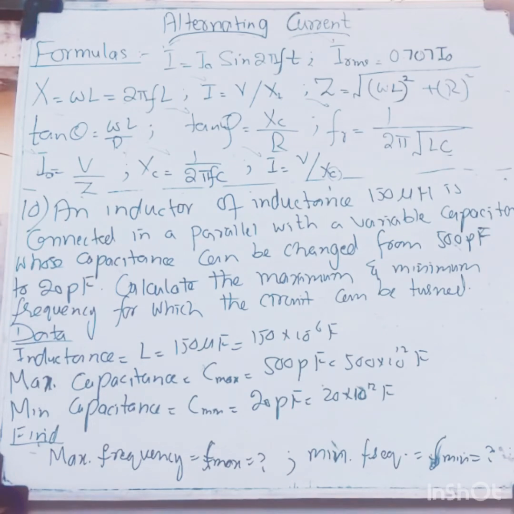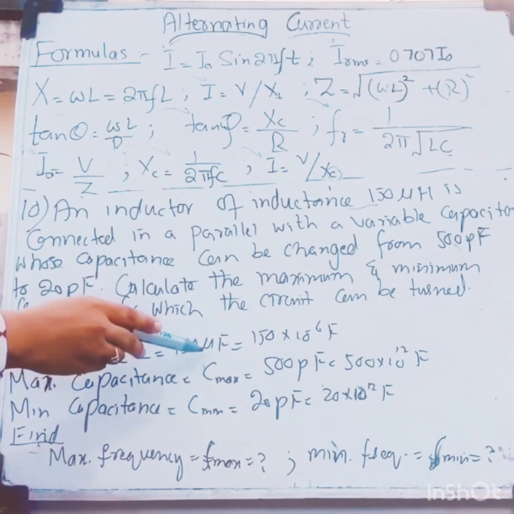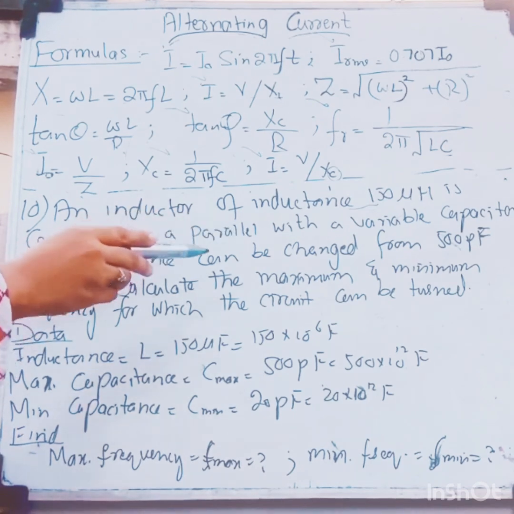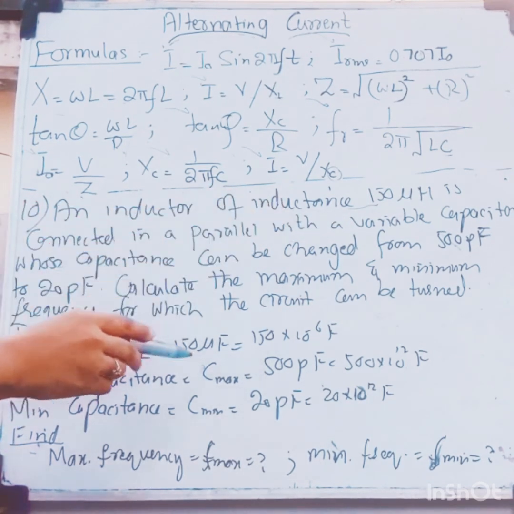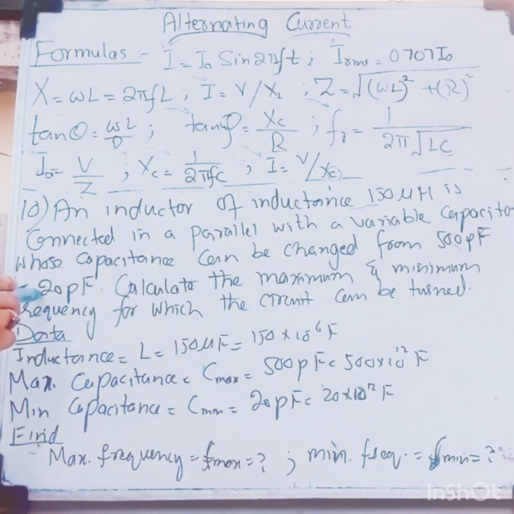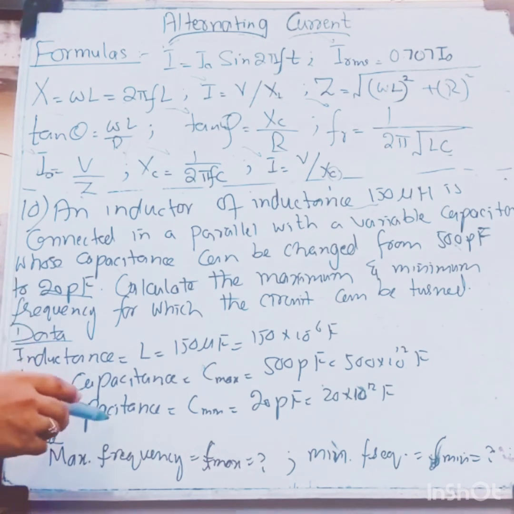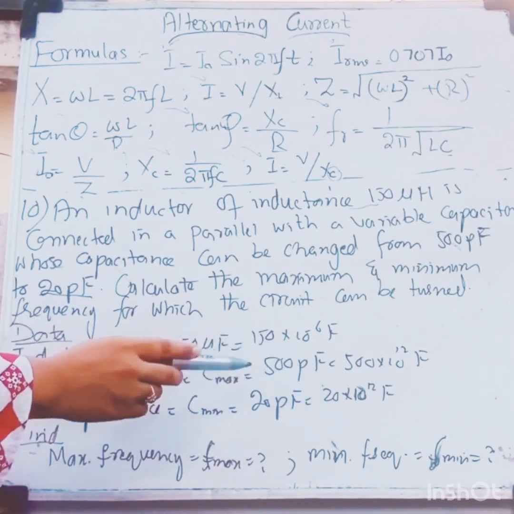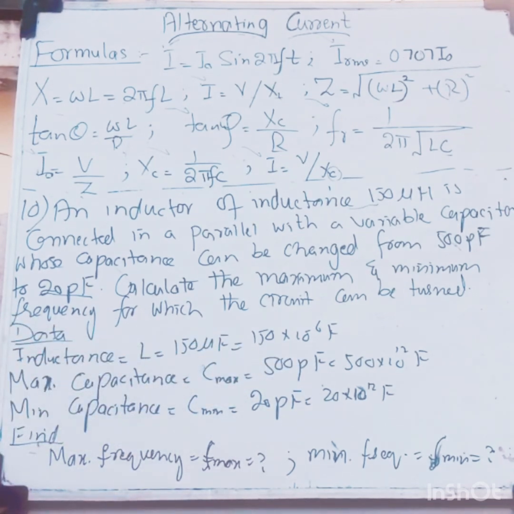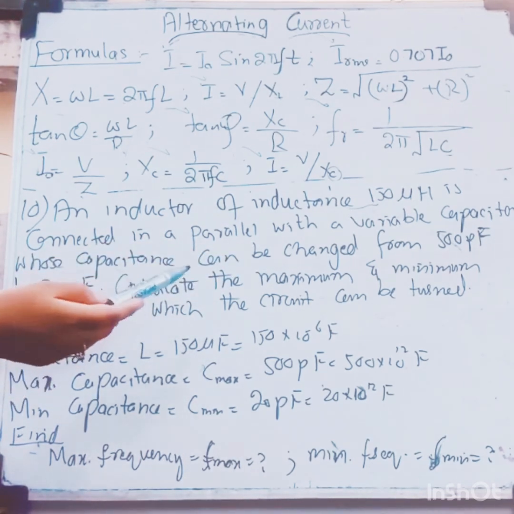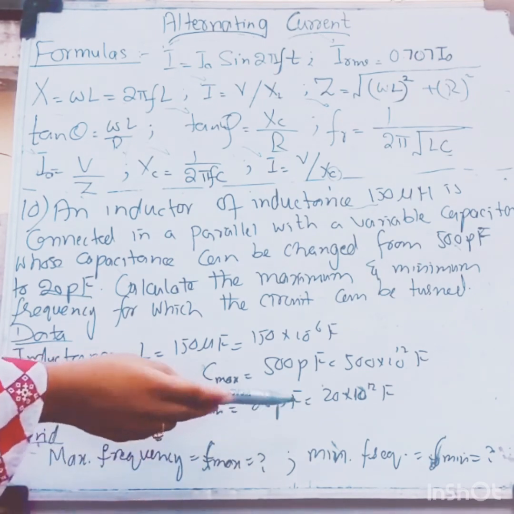Let's write the data from this statement. First data is inductance. This is my inductance, 150 μH or 150 into 10 to the power minus 6 H. Maximum capacitance is 500 pF or 500 into 10 to the power minus 12 F, and minimum capacitance is 20 pF or 20 into 10 to the power minus 12 F. This is maximum and this is minimum capacitance. The unknown quantities are the maximum as well as minimum frequency of the circuit, F maximum and F minimum.